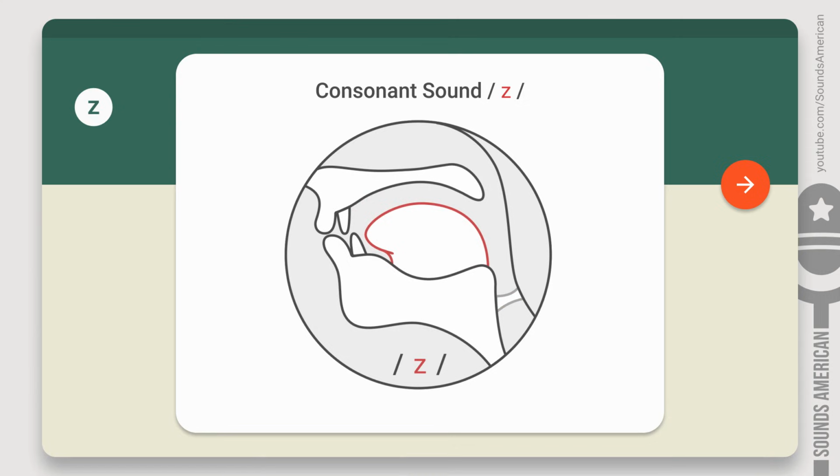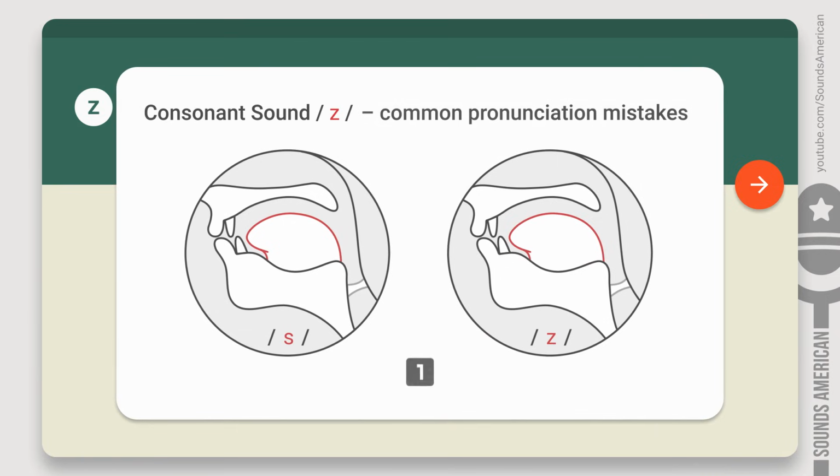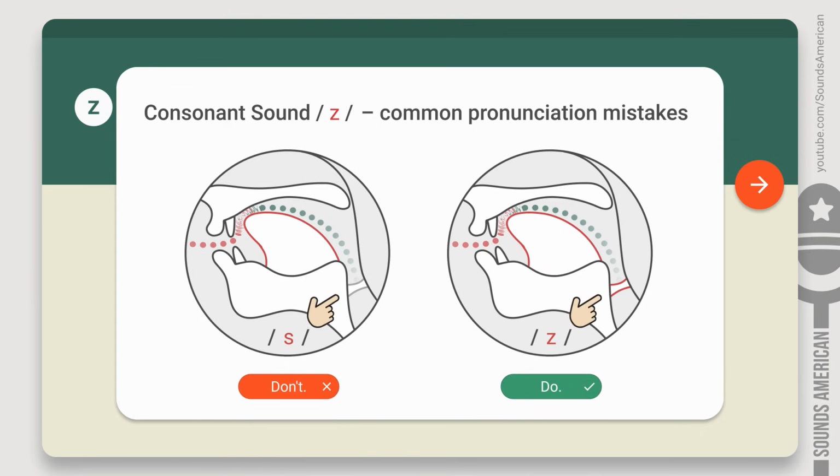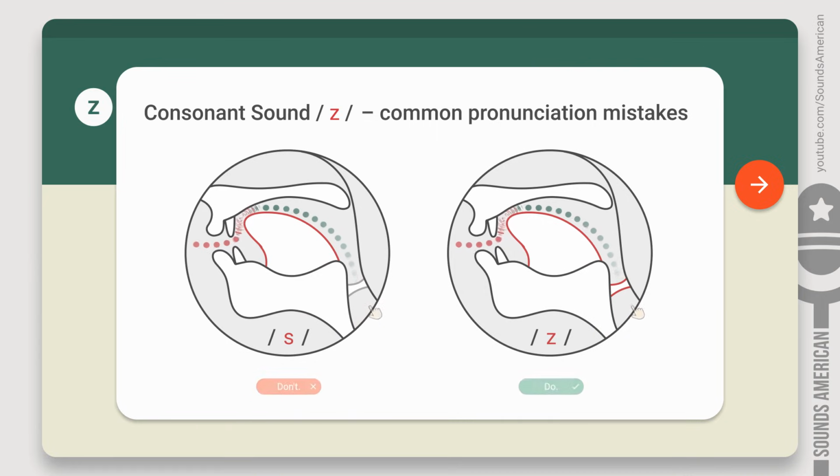Here are a few typical mistakes that people make when pronouncing this sound. Number 1. The most common mistake is that non-native speakers devoice the Z sound when it occurs at the end of words. Many people are not aware that they should pronounce the voiced Z sound. Others simply don't realize that they pronounce the voiceless S. Remember, the American Z is never devoiced at the end of words.